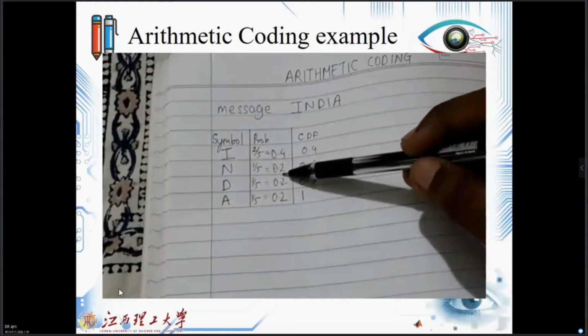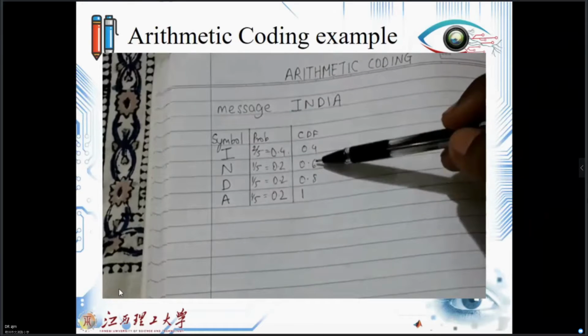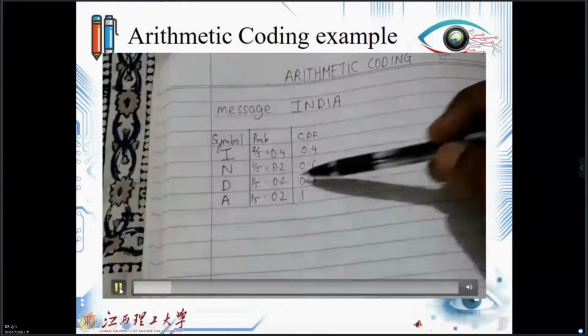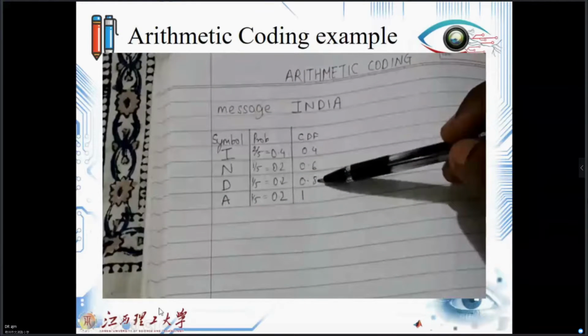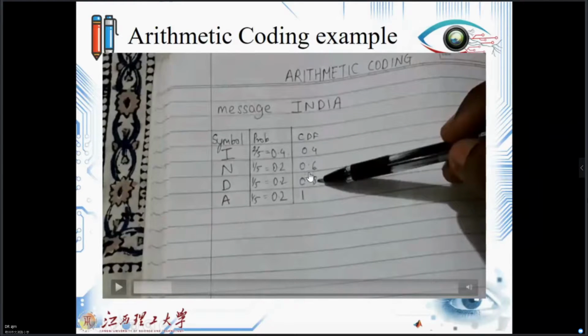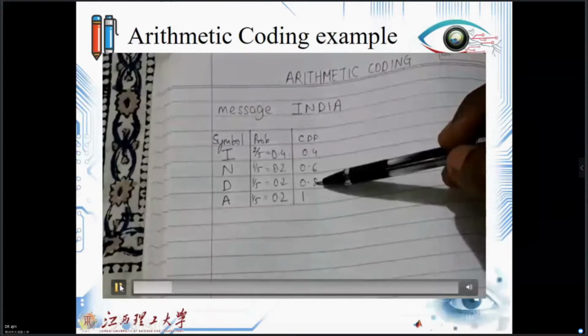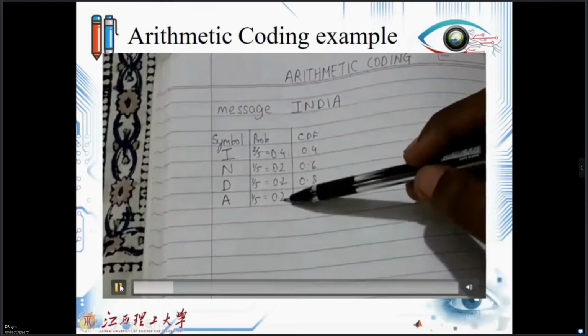Then next is calculating the CDF. CDF is something like that. First, we will put the 0.4 as it is. Then we will add 0.4 to 0.2, which becomes 0.6. Again, 0.6 plus 0.2, which becomes 0.8. 0.8 plus 0.2, which becomes 1. The CDF will be calculated with these steps.